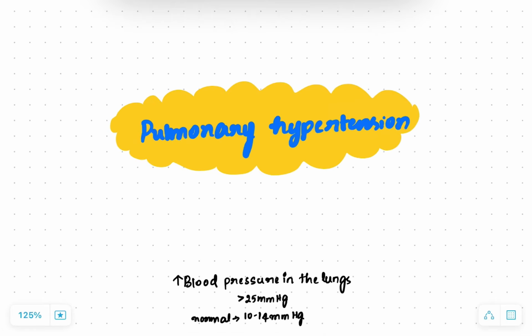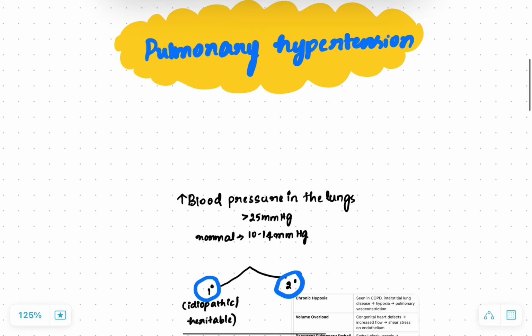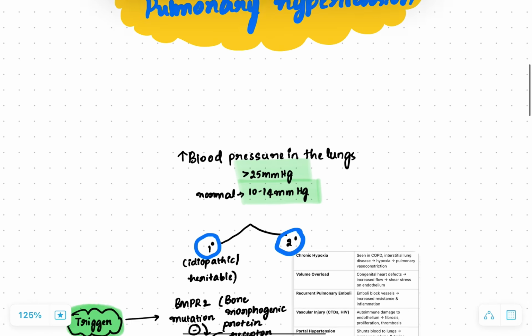Hello everyone, in this video we are going to discuss pulmonary hypertension. Whenever there is an increase in the blood pressure in the lungs, it is pulmonary hypertension in simple words. The normal blood pressure is 10 to 14. If it is more than 25 millimeters of mercury, then it is pulmonary hypertension.